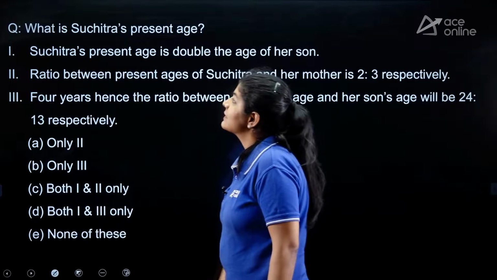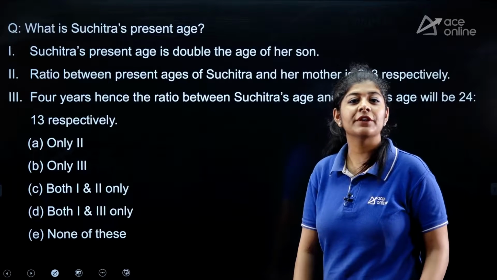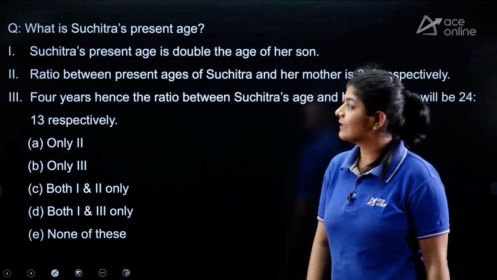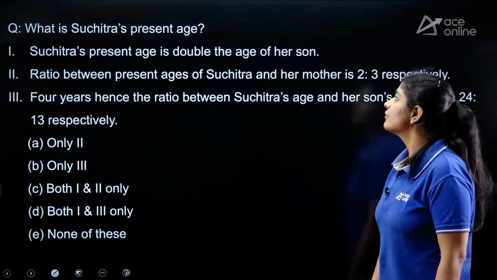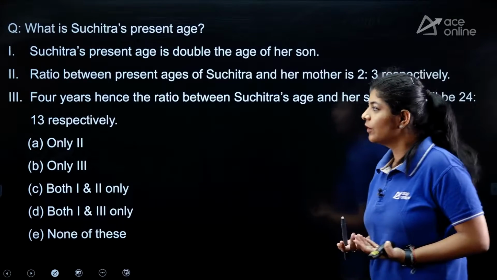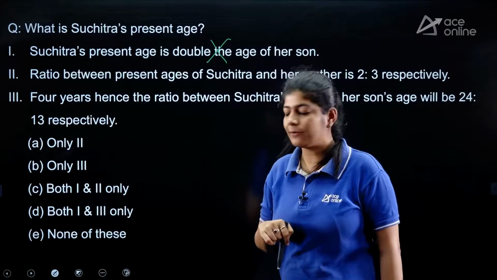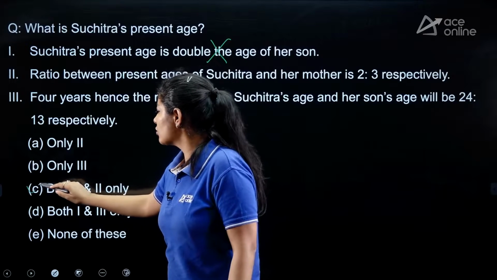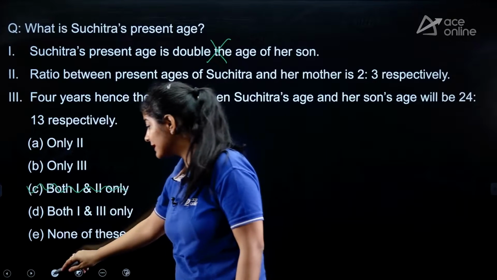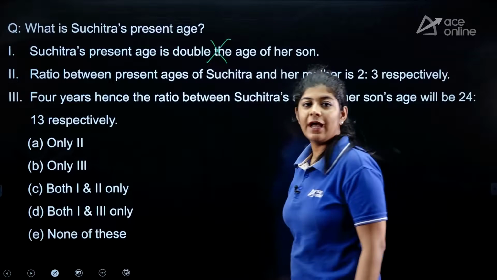The next question says, what is Suchitra's present age? What we need to do is find out the present age of a person. The first statement says that Suchitra's present age is double the age of her son. But what is the age of the son? Do we have that value? No. So can we define the answer with this one? No. If this statement is eliminated, option C is also eliminated, right? Which says that both first and second only. But it says that both are required, I guess, is the sense given over here.